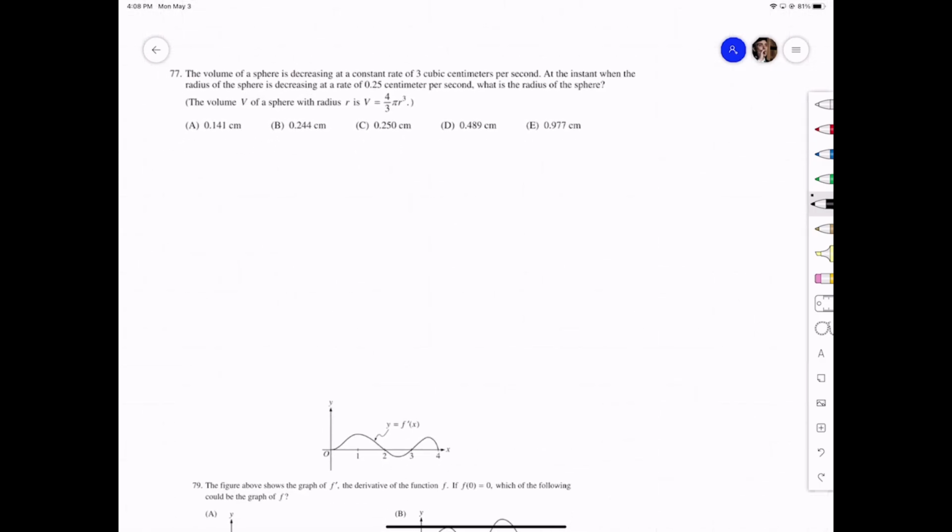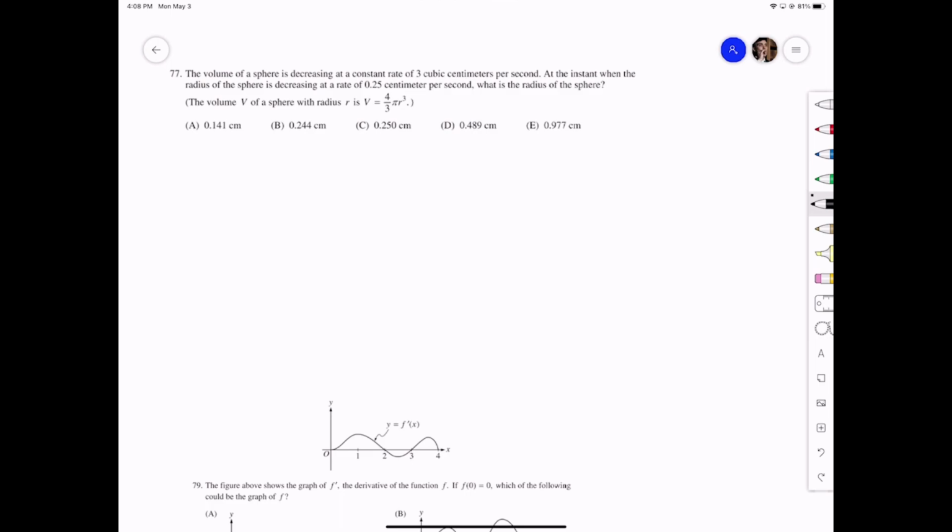This is a related rates problem. The volume of a sphere is decreasing at a constant rate of 3 cubic centimeters per second. At the instant when the radius of the sphere is decreasing at a rate of 0.25 centimeters per second, what is the radius of the sphere?